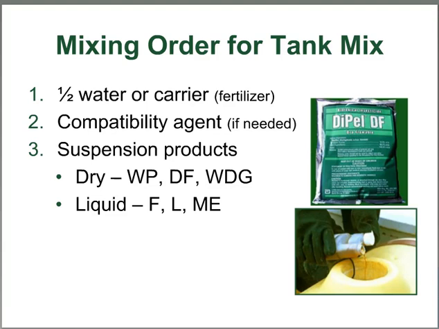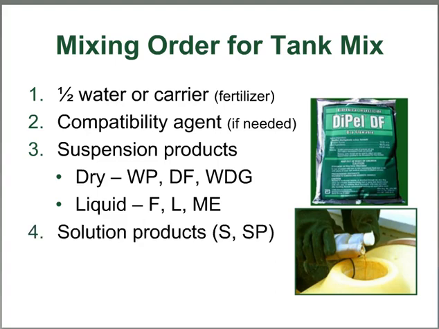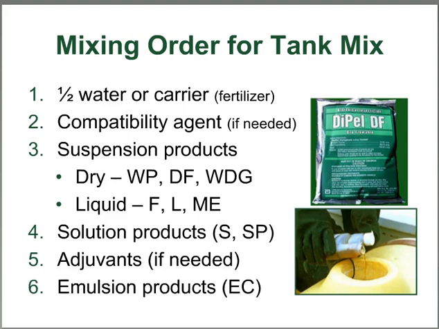First, the dry suspensions, such as wettable powders, dry flowables, water dispersible granules, and flowables. Then, the liquid suspensions, like flowables, liquids, and microencapsulated formulations. Fourth, add soluble liquid or soluble powder products, or products that truly dissolve in the carrier. Fifth, add any adjuvant. Again, read the label for recommendations. Finally, sixth, add any emulsion products, such as emulsifiable concentrates. The oil-based products always go in last.